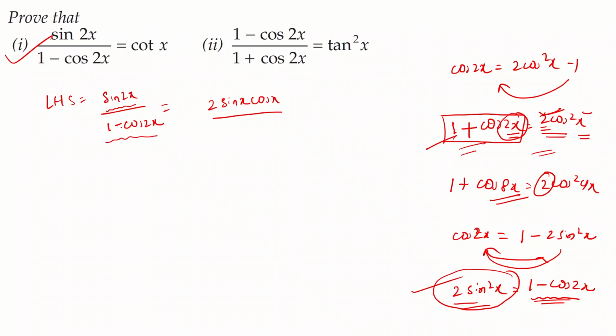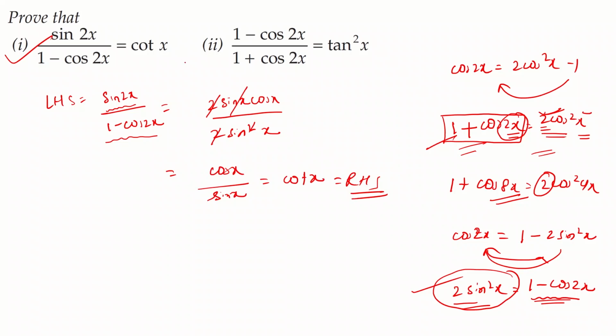Okay, so what to apply in this case? 1 minus cos will give you 2 sine square half of the angle. So 2 sine square, and half of 2x is just x. So we can simplify it over here. 2 gets cancelled out, 1 sine x will get cancelled out and you will be left with cos x by sin x, which is actually cot x, and which is effectively the RHS. That's it, we have proved the result.